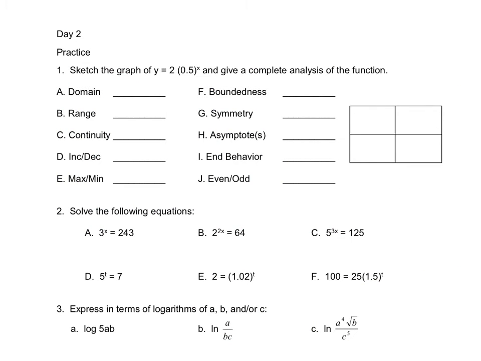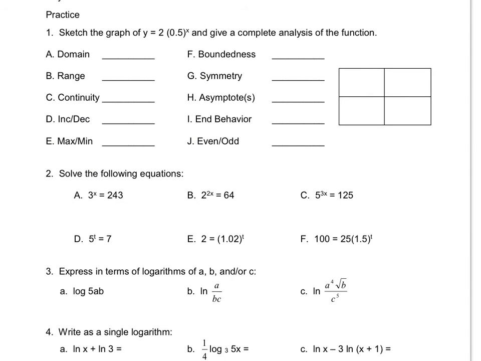Okay, for day 2, we're going to sketch our exponential. Because of this 0.5, it's a decay graph. You can use your calculator to get that. There's a horizontal asymptote.